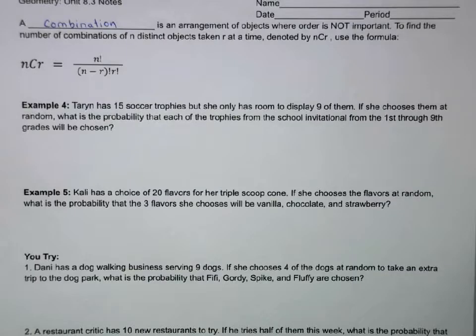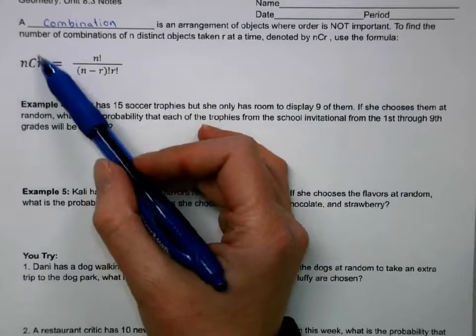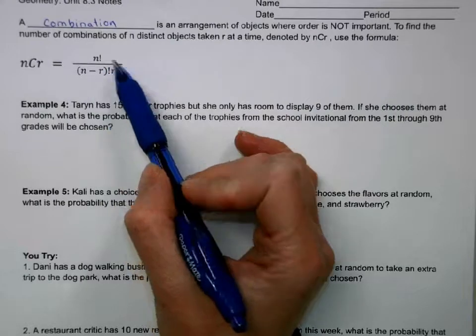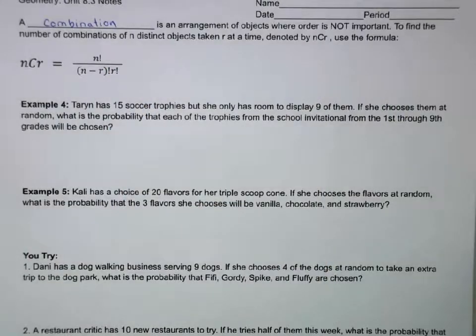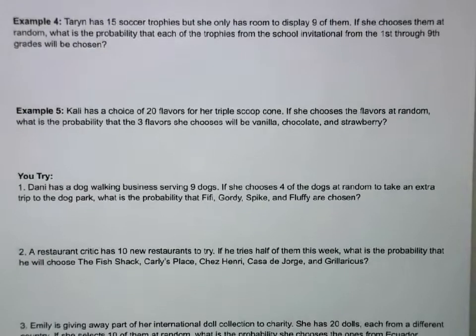All right, a combination is an arrangement of objects where the order does not matter. So the notation is nCr, and then the formula is n factorial over n minus r factorial times r factorial. But we're just going to let the calculator do that work for us. All right, so Taryn has 15 soccer trophies, but she only has room to display 9 of them. If she chooses them at random, what's the probability that the trophies from the invitational from 1st through 9th grades will be chosen?